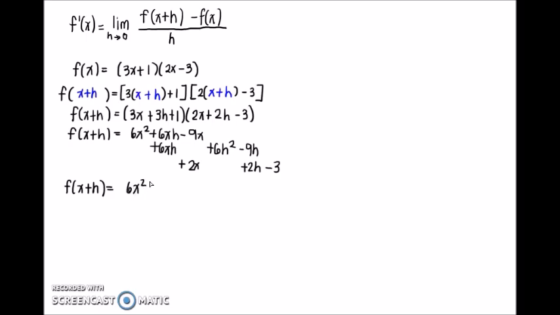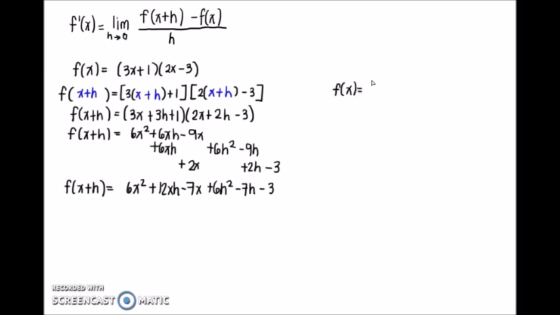So, this will be 6x squared plus 12xh. So, negative 9x and plus 2x, this will give us negative 7x. And then plus 6h squared, and then negative 9h plus 2h, that's negative 7h minus 3. Okay? But before we proceed with substituting all of this to the formula for finding the derivative, let's first simplify yung ating f of x. So, lagay ko siya dito sa kabila.